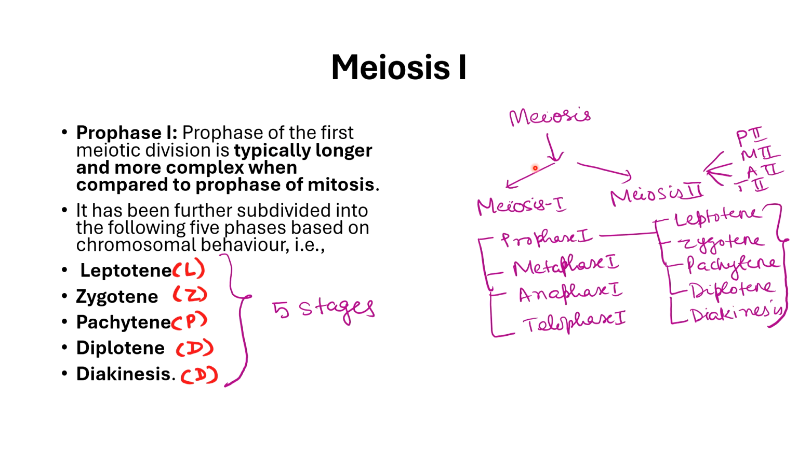Now, meiosis part 1 will be further divided into prophase 1, metaphase 1, anaphase 1, and telophase 1. Prophase 1 of meiosis part 1 is a very long phase, and it is further divided into 5 substages. The names of the 5 substages can be remembered by LZPDD, which refers to leptotene, zygotene, pachytene, diplotene and diakinesis. So let's look into the different stages in detail now.